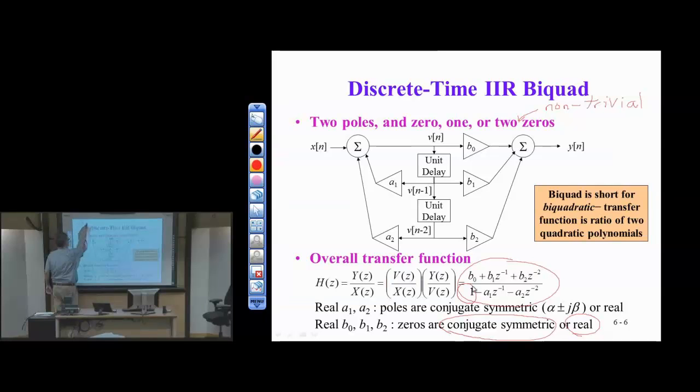So as a block diagram, I have x of n coming in. This goes through an LTI system to give me v.